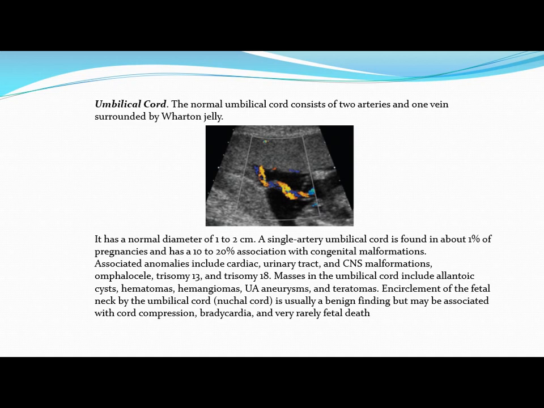Masses in the umbilical cord include allantoic cysts, hematomas, hemangiomas, umbilical artery aneurysm, and teratomas. Encirclement of the fetal neck by the umbilical cord, which is called nuchal cord, is usually a benign finding, but may be associated with cord compression, bradycardia, and very rarely fetal death.